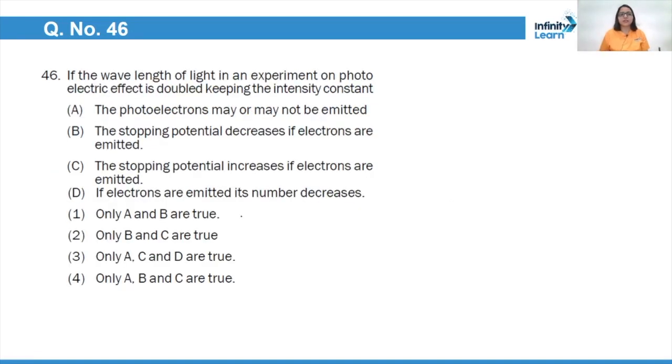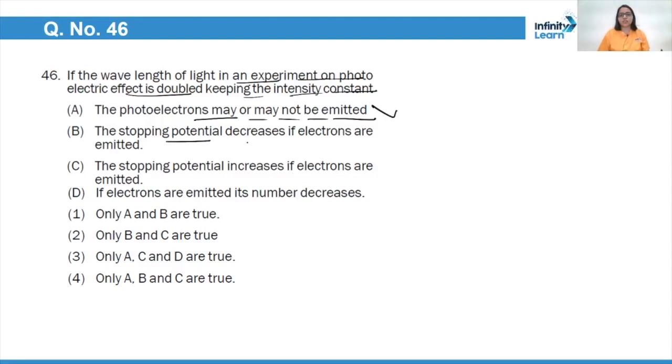Question number 46. If the wavelength of a light in an experiment on photoelectric effect is doubled, keeping the intensity constant, then the photoelectron may or may not be emitted. Yeah, that is true, because we are changing the wavelength of the light over here, right? And as energy is hc upon lambda, by increasing the wavelength, energy might decrease, and so photoelectrons may or may not be emitted, right? So this option is true.